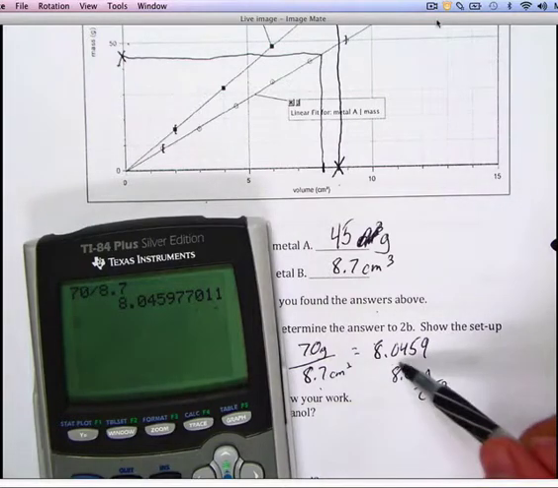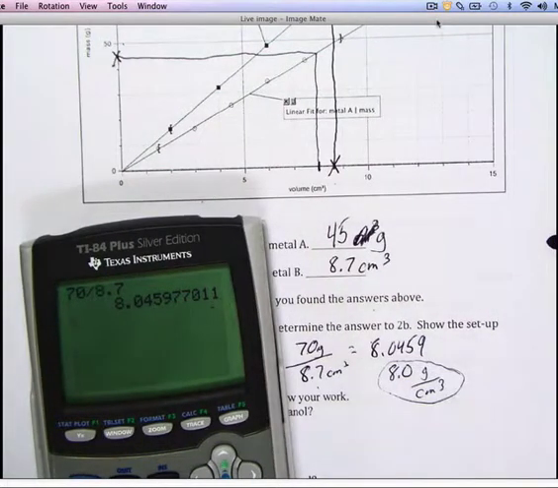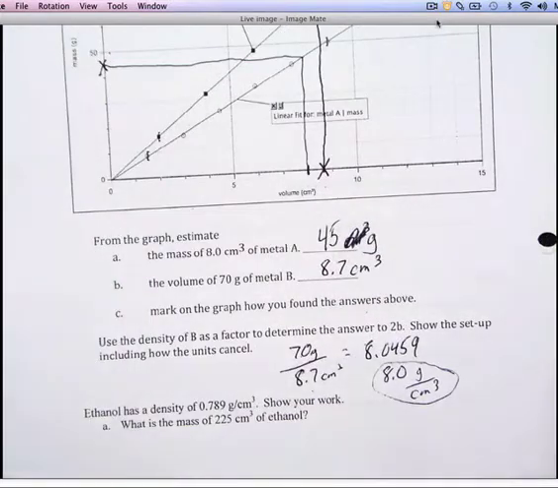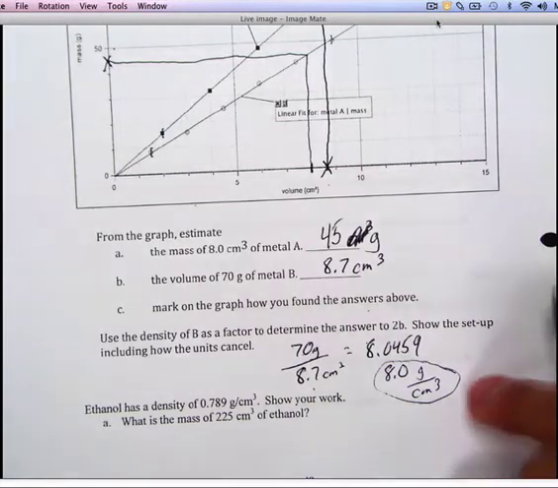So if you don't know about sig figs and how they are used in calculations, make sure you watch the sig fig video to give you a little refresher on that, because we did talk about it in class a bunch of times. So that's how you work with a graph. So it's just another way to find density.